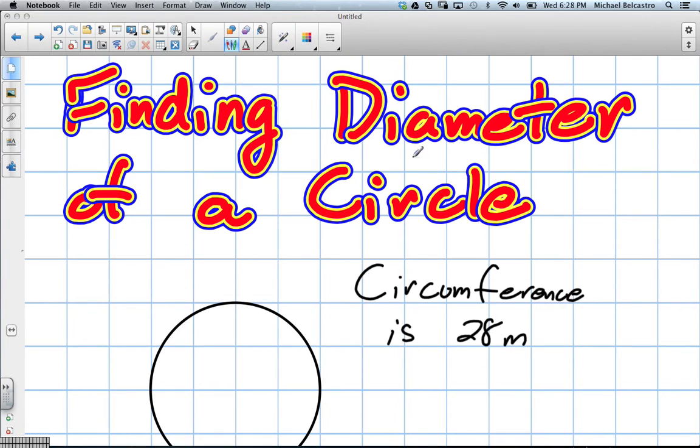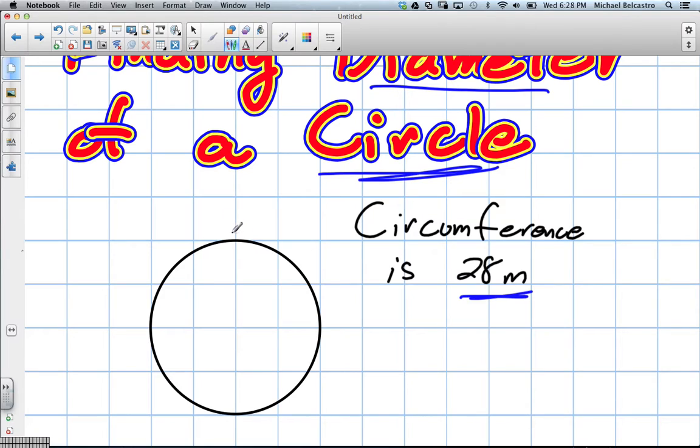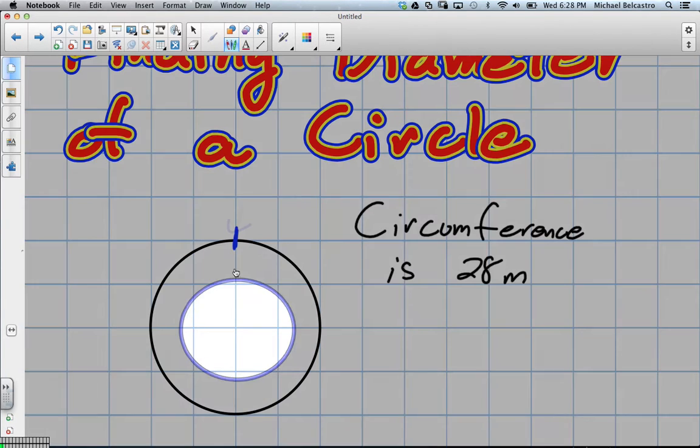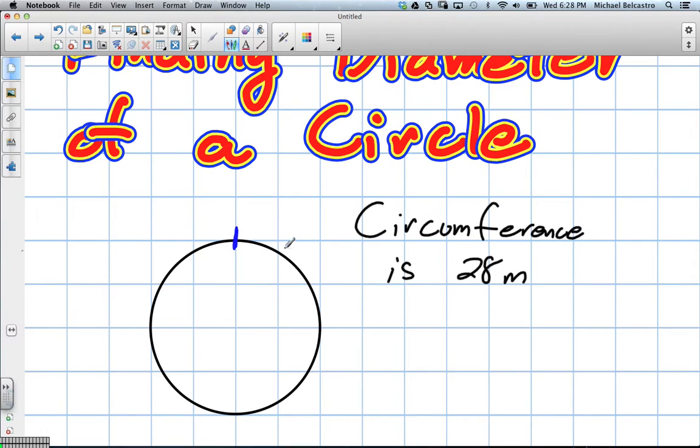Finding the diameter of a circle. So in this case, they've given us the circumference of a circle. They told us the circumference, which in other words means starting here and going all the way around. It's going to kind of zoom in. That is the circumference of our circle, the distance around the object, right?